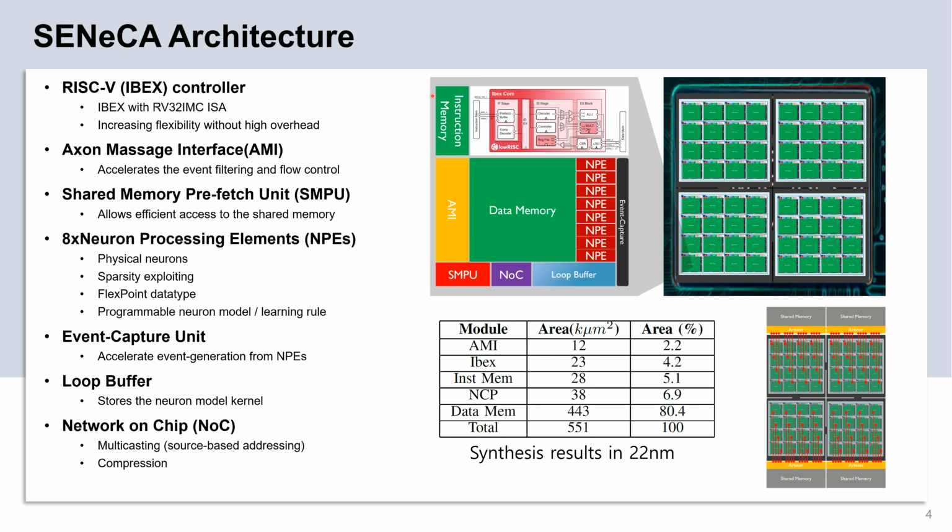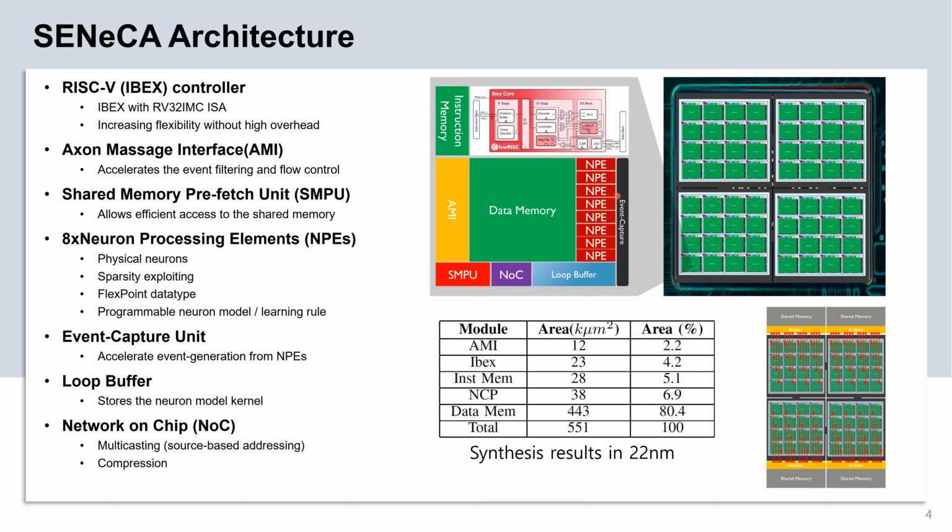This slide shows the internal architecture of a neurosynaptic core in SENeCA. It contains a RISC-V based controller, for which we use IBEX from OpenTitan as a low overhead flexible controller. It includes an axon message interface to accelerate event filtering and flow control. It includes a shared memory prefetch unit to allow access to the shared memory, which is outside of the core.